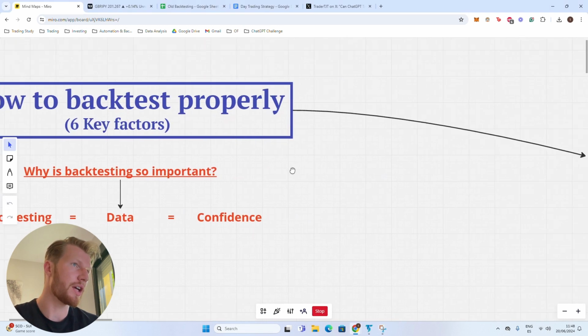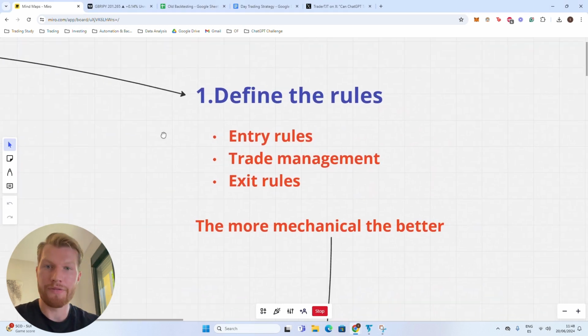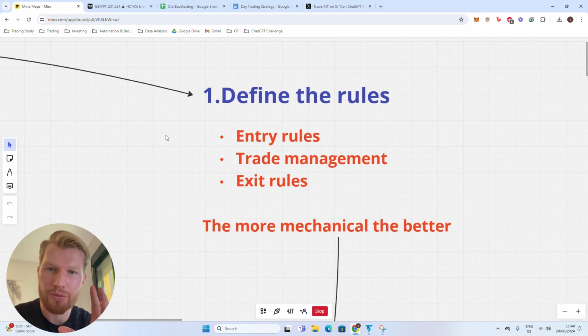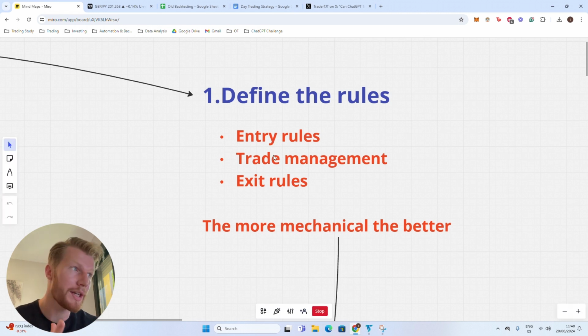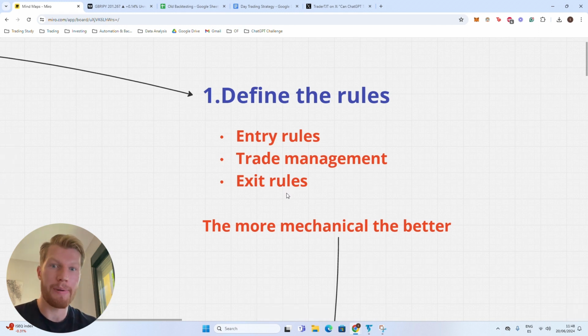So the first thing I want to talk about is defining the rules. Defining the rules of your backtest. What are you going to be backtesting? Let's say you're backtesting a strategy. As you can see here, what are the entry rules? What are the trade management rules? What are the exit rules? And be specific. As I said here, the more mechanical, the better.